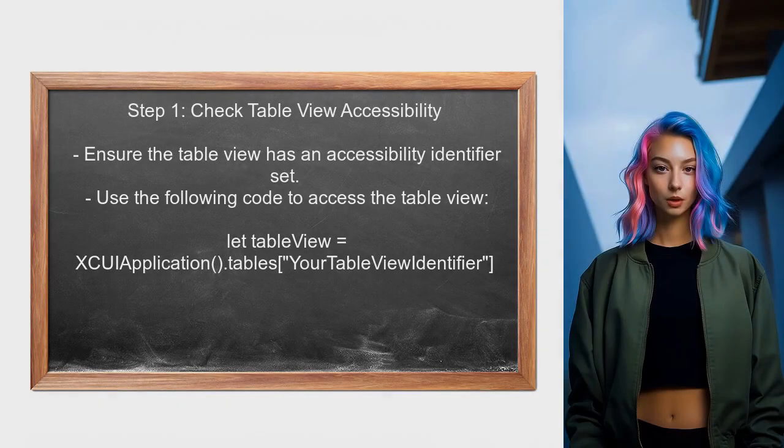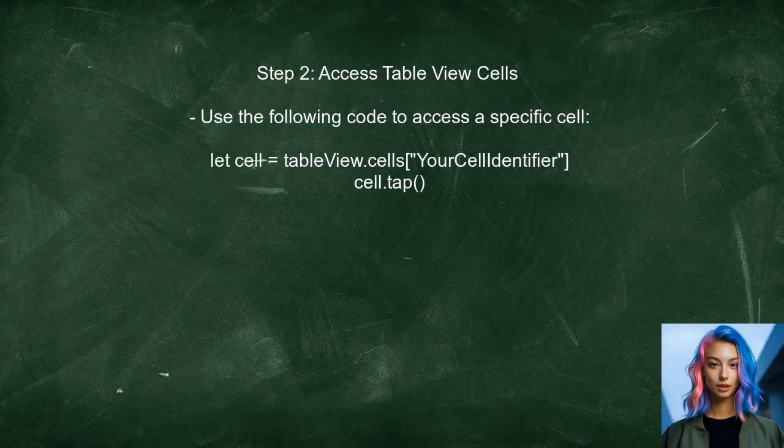To begin solving the user's issue, we need to ensure that the table view is correctly identified in the UI test. The user should first check if the table view is accessible by using the correct identifier. Next, the user should verify that the cells within the table view are being accessed correctly. Instead of using the index directly, we can use the identifier for the specific cell.